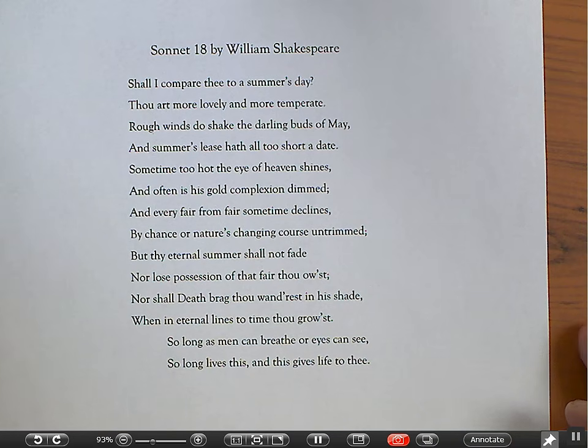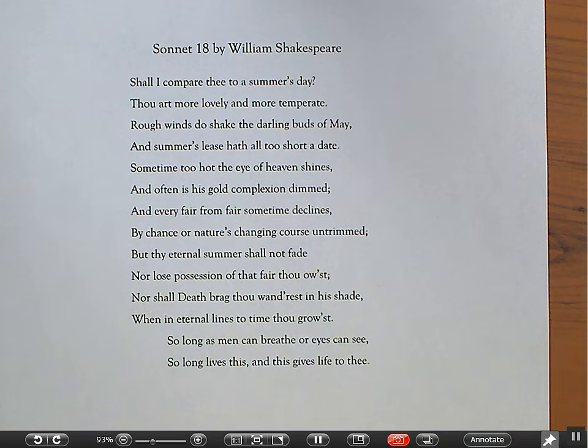Today we're looking at Sonnet 18 by William Shakespeare. Before we begin, it'll be helpful to make a few comments about the Shakespearean sonnet form itself. Shakespeare popularized the sonnet in the late 16th century, early 17th century, wrote over 150 of them, and they are widely regarded as some of the greatest expressions in the English language.